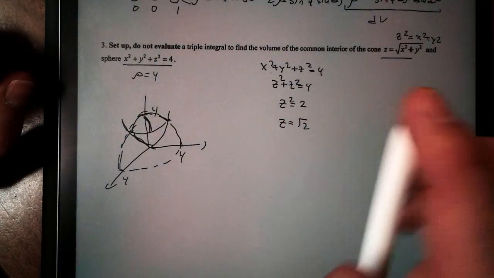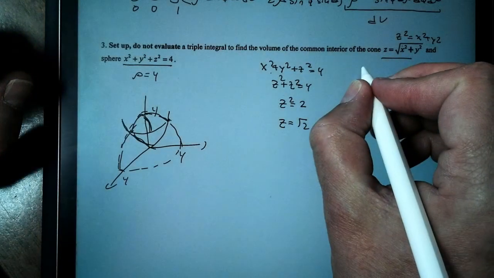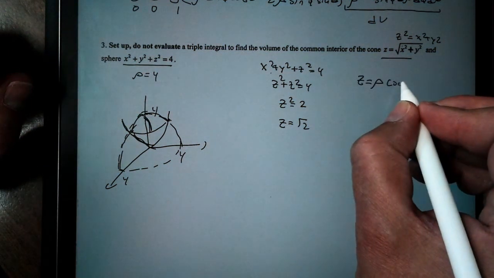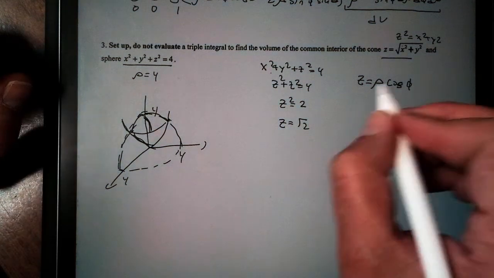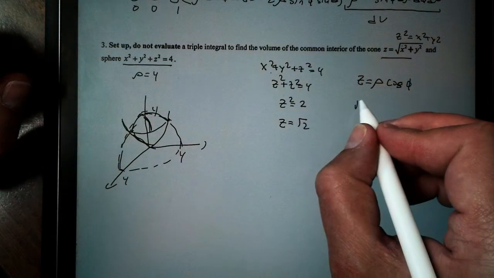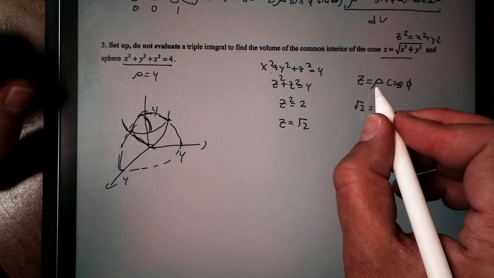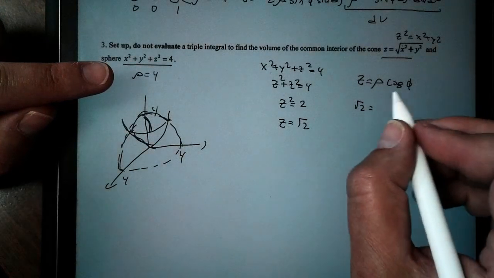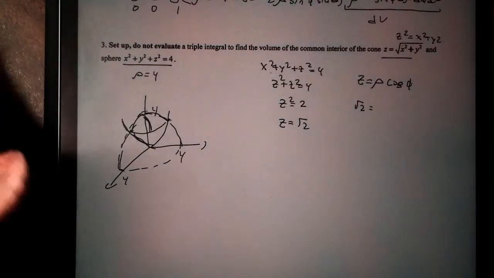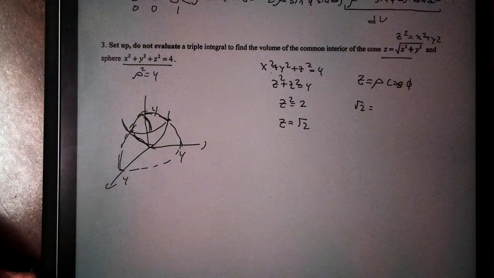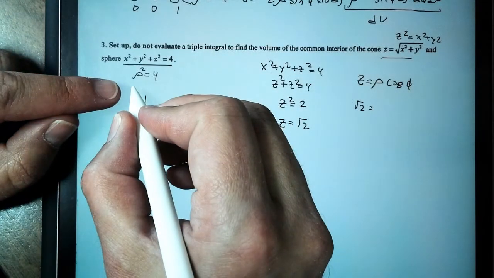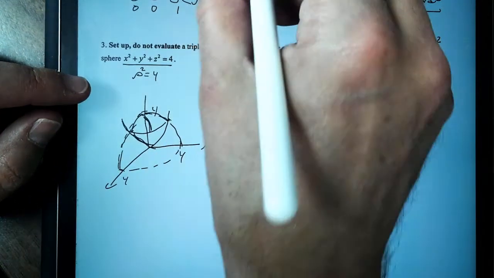Alright, so I want to convert this to spherical. So I know that z equals rho cosine of phi. So I can say that root 2 equals rho. Well, what is rho here? I did correct the mistake. Now this was really rho squared equals 4, so rho is going to be 2 here.